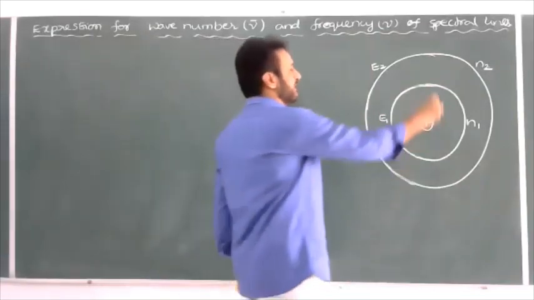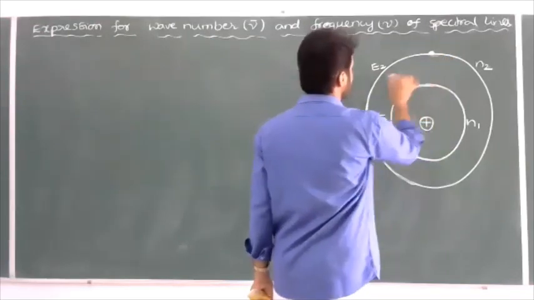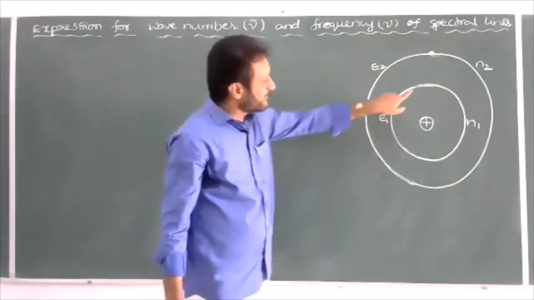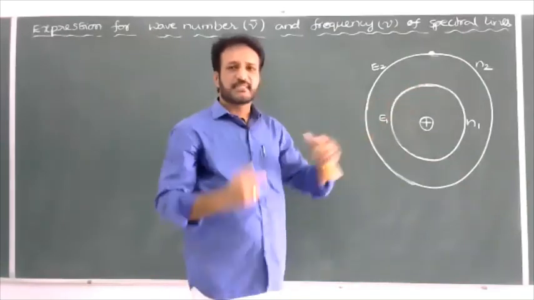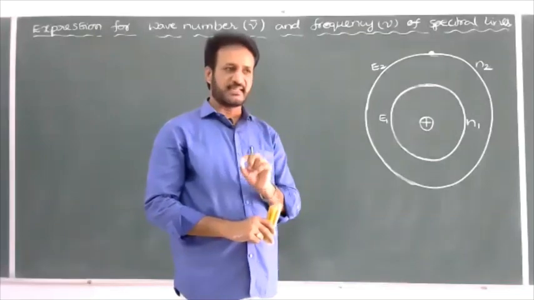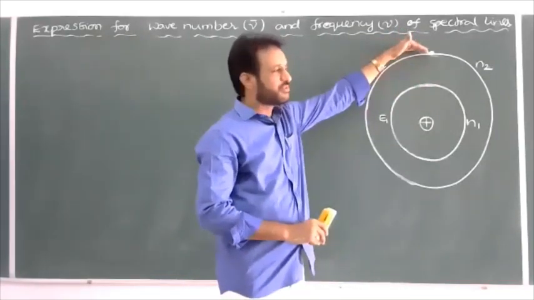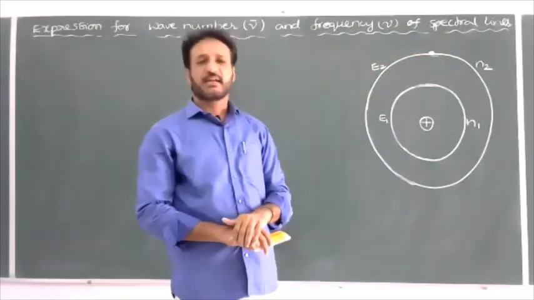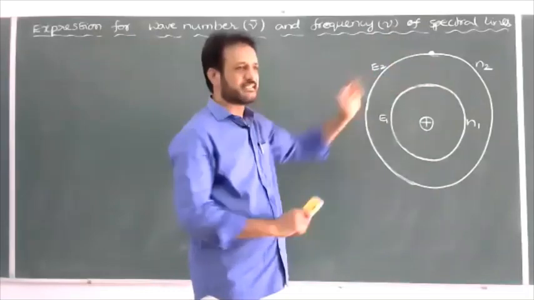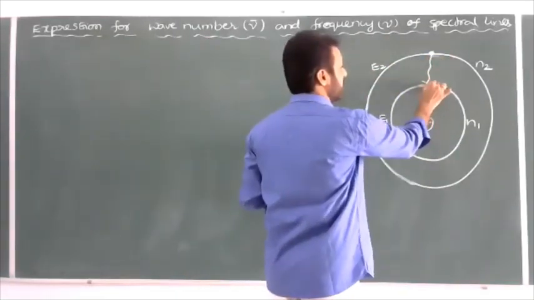For example, an electron of mass m and charge e is revolving in the lower orbit. When I supply some amount of energy, after absorbing that energy the electron jumps from the lower orbit to the higher orbit. That is called excitation. But after 10 to the power of minus 8 seconds, de-excitation takes place. That means the electron jumps from this higher orbit to the lower orbit like this.